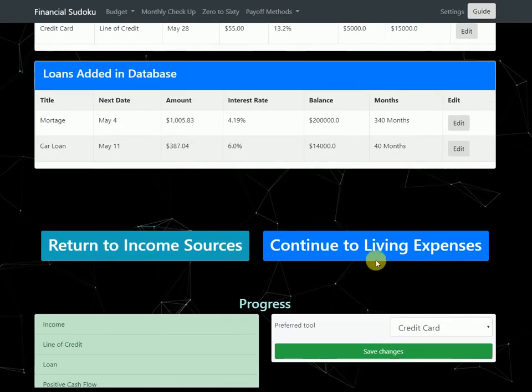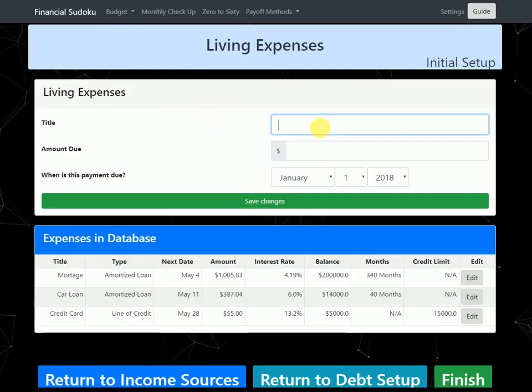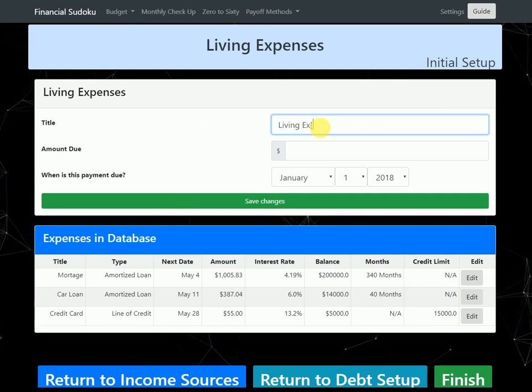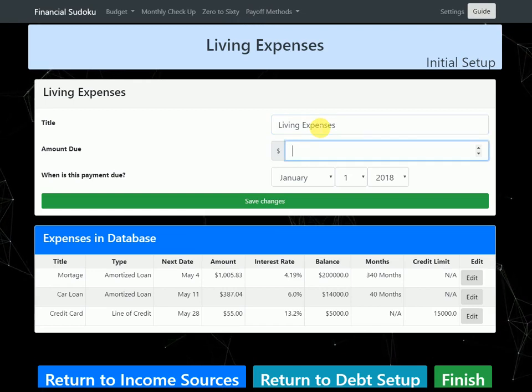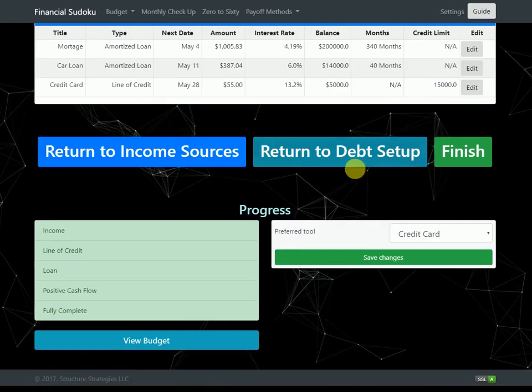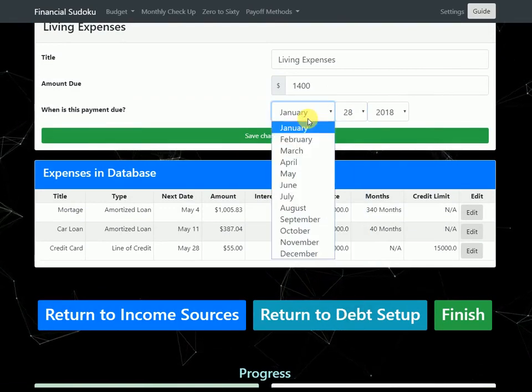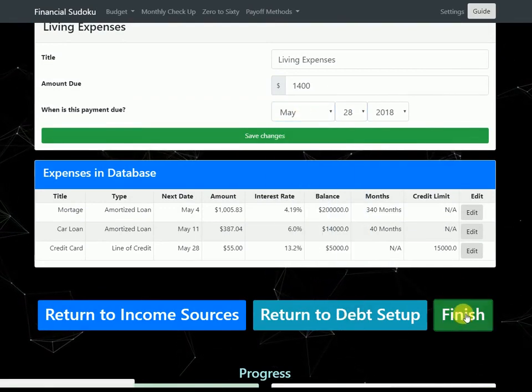And that will bring us to the living expenses page. On the living expenses page, we're going to go ahead and add the rest of our living expenses. This is going to cover everything. I throw these on my credit card, so I don't need to put anything but one. And currently right now I'm spending about $1,400 a month. And this payment is due at the end of the month because it comes along with my credit card. So it's also going to come in on the 28th of May. So I go ahead and finish all of that.